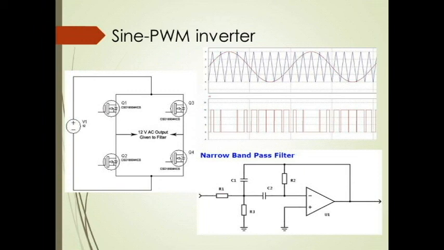The slide will explain the inverter system in our project. Figure 1 is the inverter circuit. The 12 volt AC output obtained from the circuit is fed into the narrow bandpass filter using the TI IC OPA549. Transformer after the filter circuit increases the voltage from 12 volt to 230 volt.